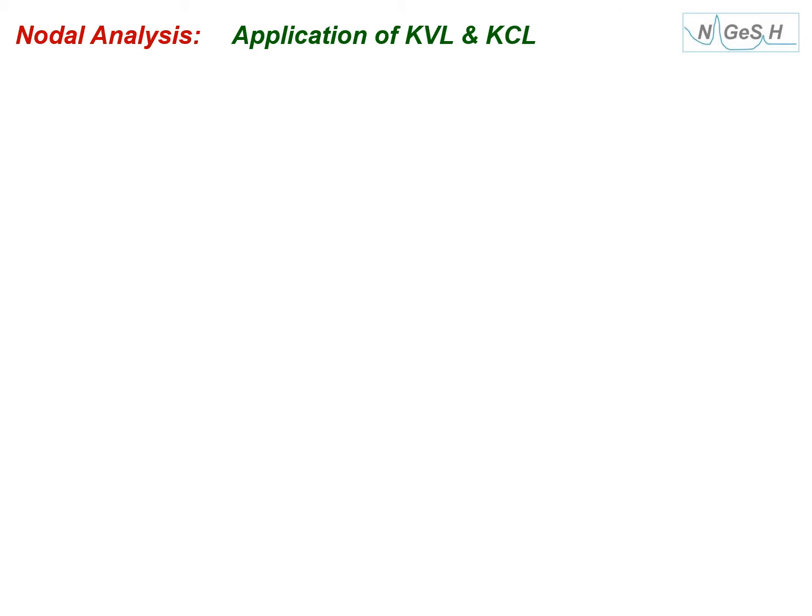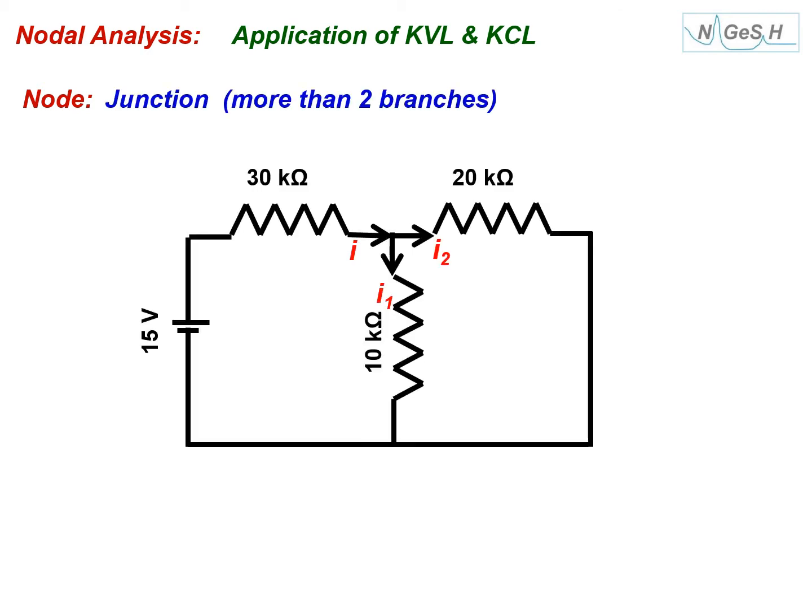Before going into the analysis, first let's see what a node is. A node is nothing but a junction in a circuit. Let's start with a simple circuit as an example here. See here, there is a node, there is a junction. What is a junction? A junction is a common point for three or more branches where current divides. So this junction, we call a node.